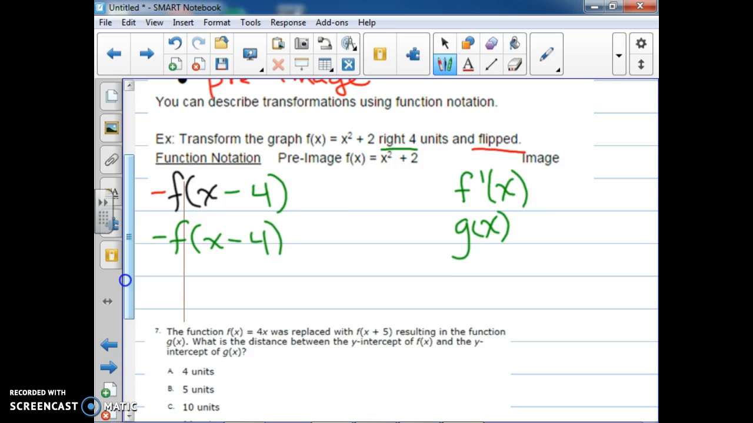And so our image for this function, because we flipped it and we moved it right, our image would be g of x equals negative x minus 4 squared plus 2. Alright, so you see we added the negative to the original function, and then we also added in the minus 4 next to the x, because that moves our graph to the right, and then we kept the plus 2 because that didn't change.